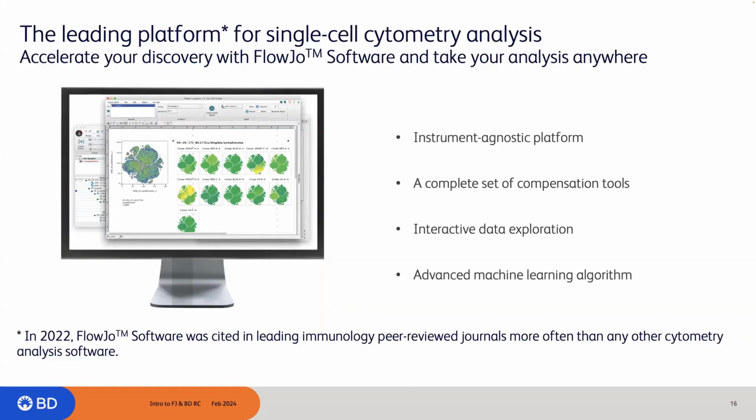So I'm sure all of you are aware of FlowJo at this point, but it's an instrument agnostic platform for single cell cytometry analysis. We have a complete set of compensation tools. It allows for interactive exploration of your data, and it has many advanced machine learning algorithms that are native to the FlowJo application. And then also we have a slew of different plugins that are available for download as well.